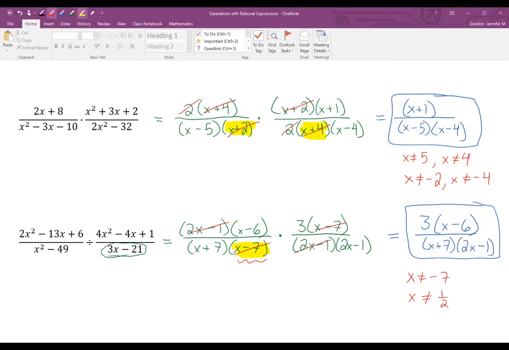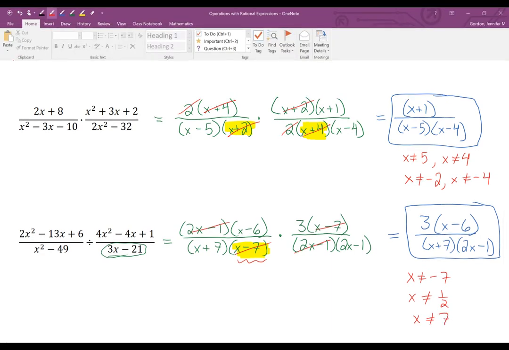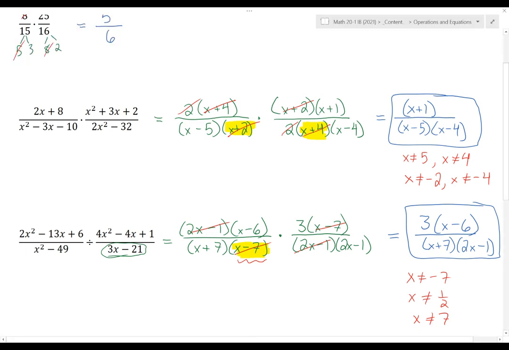The other one that canceled was 2x minus 1, which is still reflected. So I already have x can't equal 1/2, but now I have to include x can't equal 7. But this is a division, so I actually have an additional place to look for non-permissible values, and that is the numerator of my second fraction. The reason is that it used to be in a denominator. So basically, everything that I've now highlighted in yellow has to be considered for non-permissible values.